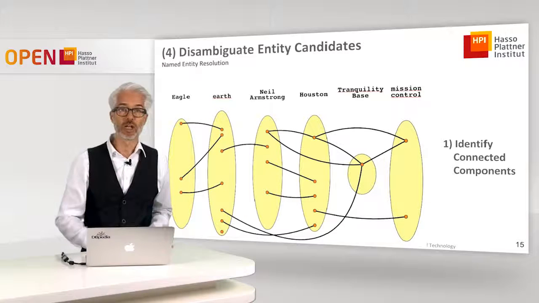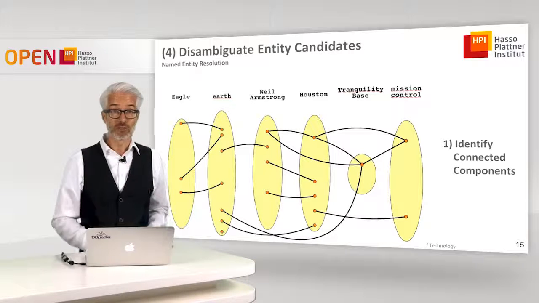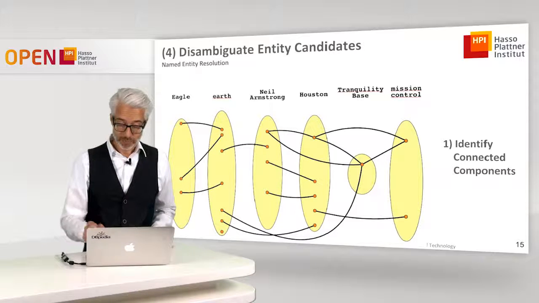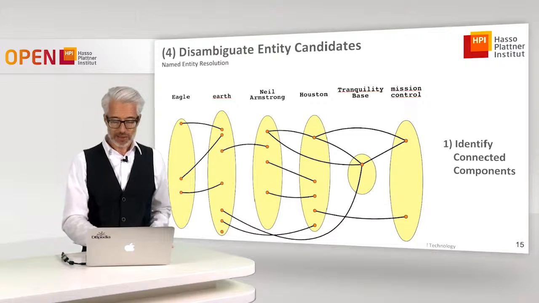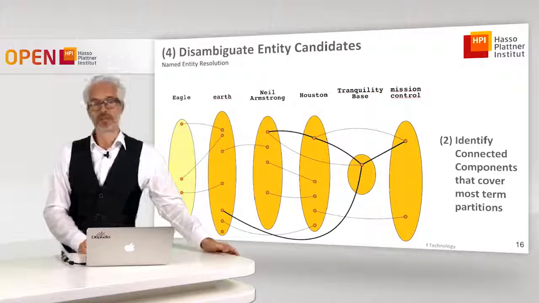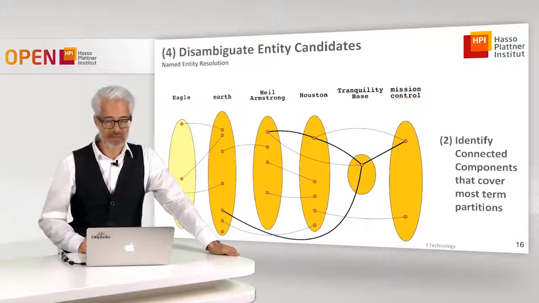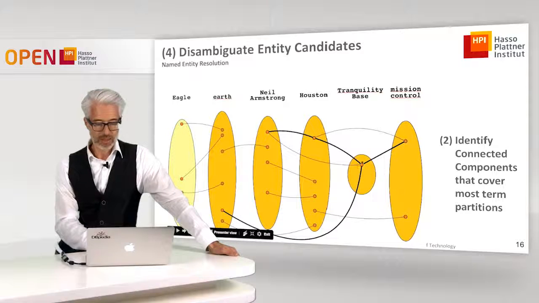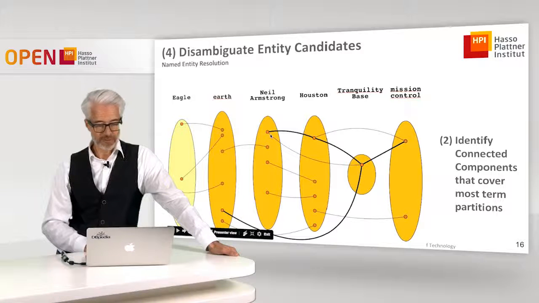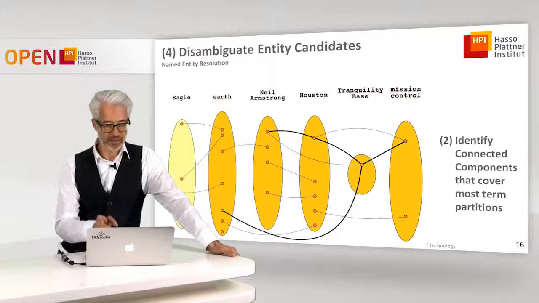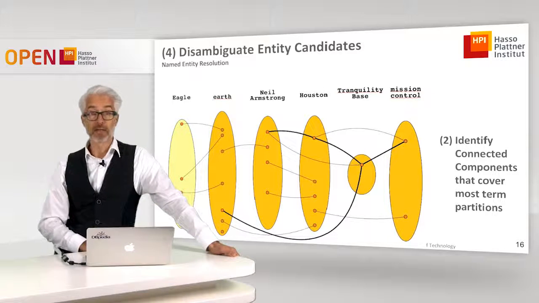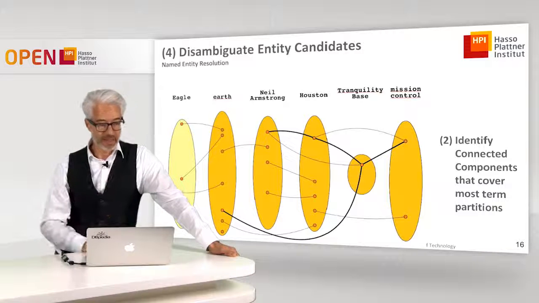One component here is one layer. And these are nodes which connect these components. And then you see I have several. Now I try to look for the longest connected components, so these components which cover most term partitions. And I see here, this is the fat one, that I have here a partition which covers 4 of 5, or it's even 5 of 6 layers. So this means this kind of disambiguation is highly likely.